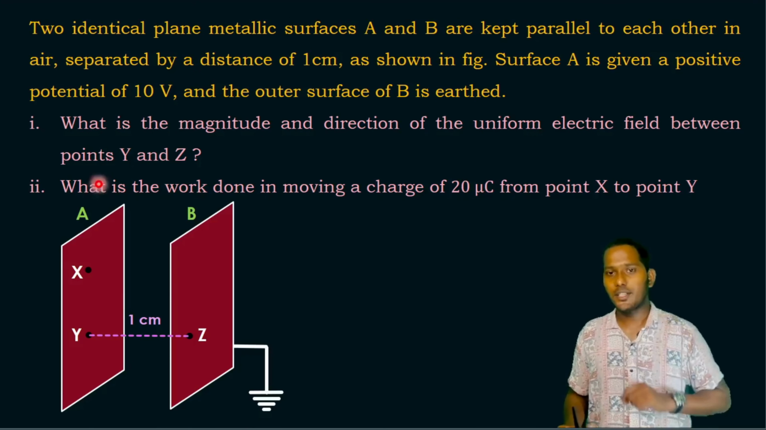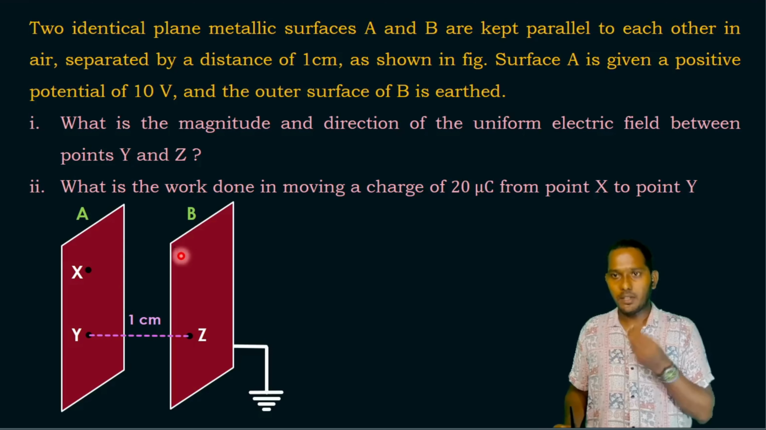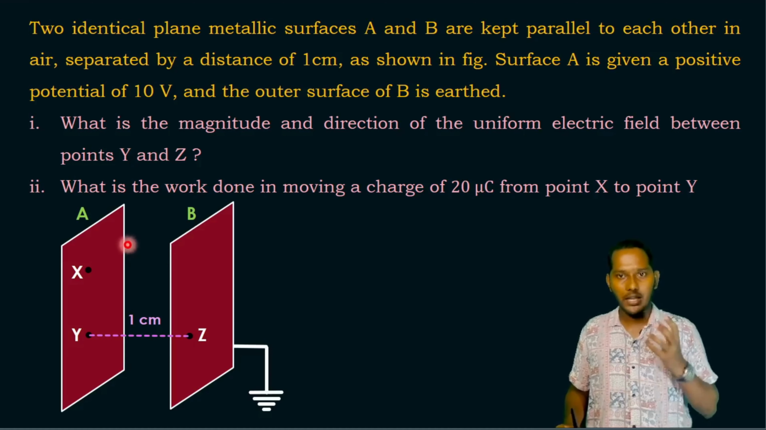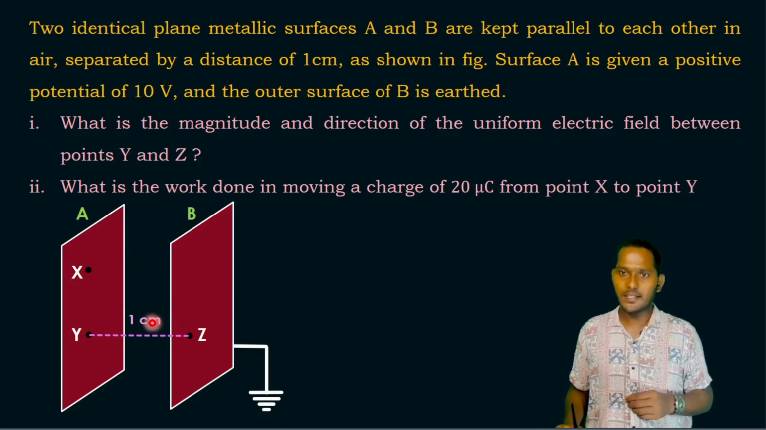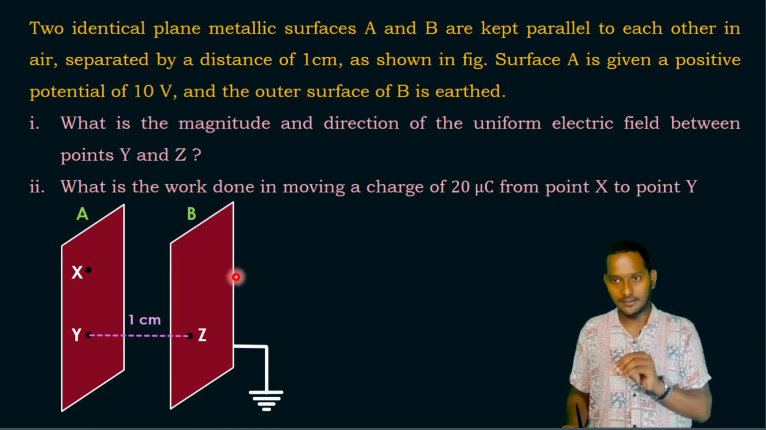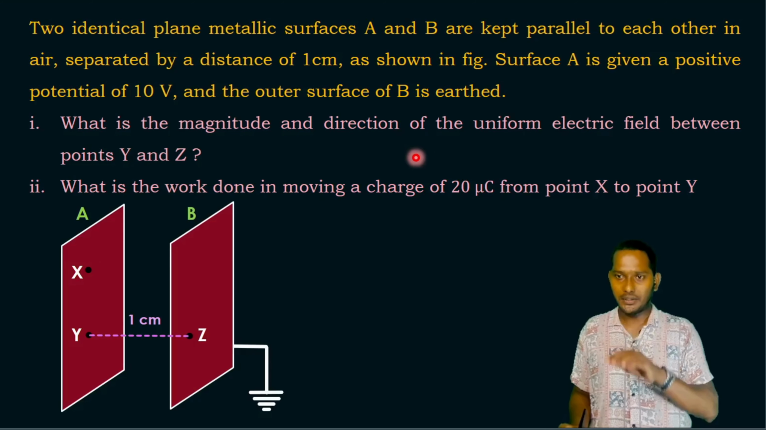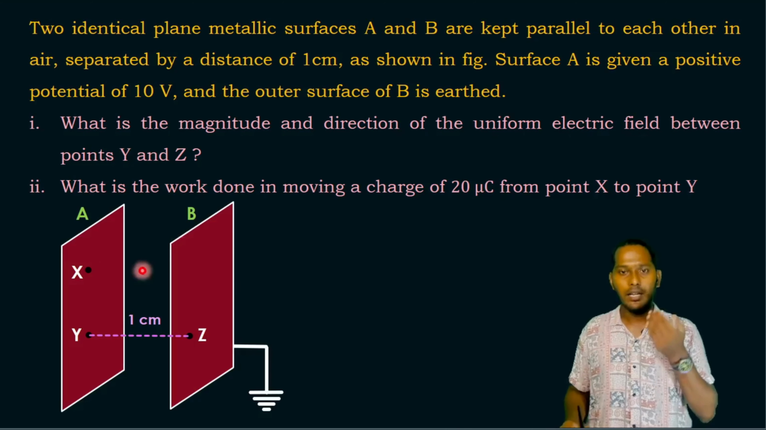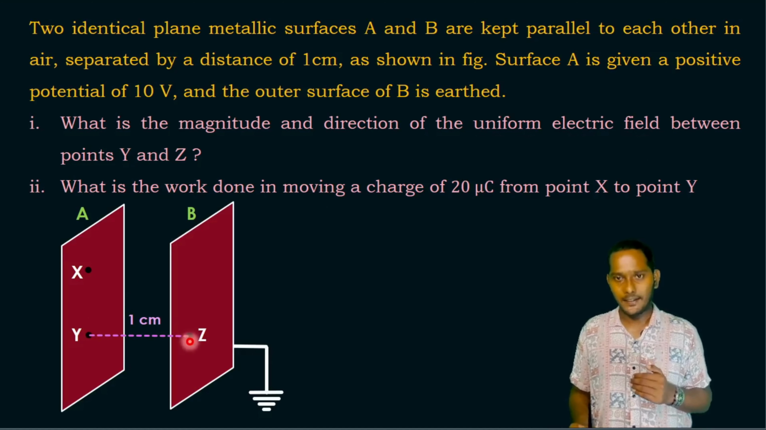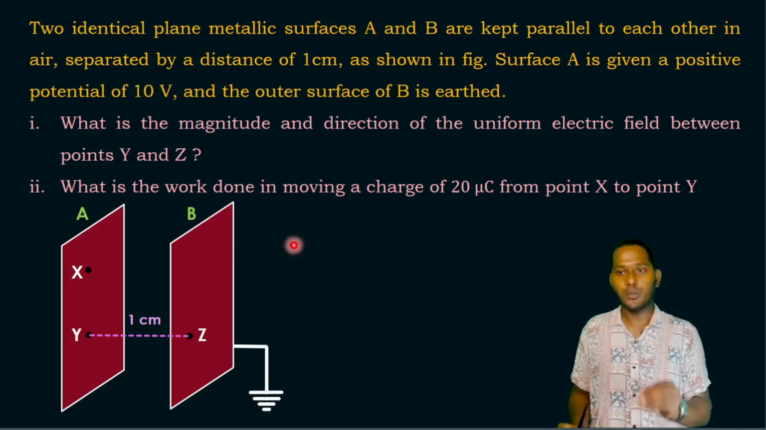Now here, if you just see this question, the two identical plane metallic surfaces A and B are kept parallel to each other in air, separated by a distance of 1 centimeter, as you can see here in this figure. Surface A is given a positive potential of 10 volt and the outer surface B is earthed, that is grounded. And the first part says, what is the magnitude and direction of the uniform electric field between a point Y and Z.